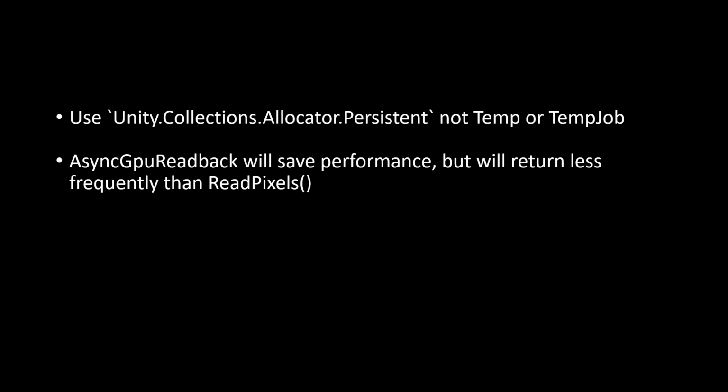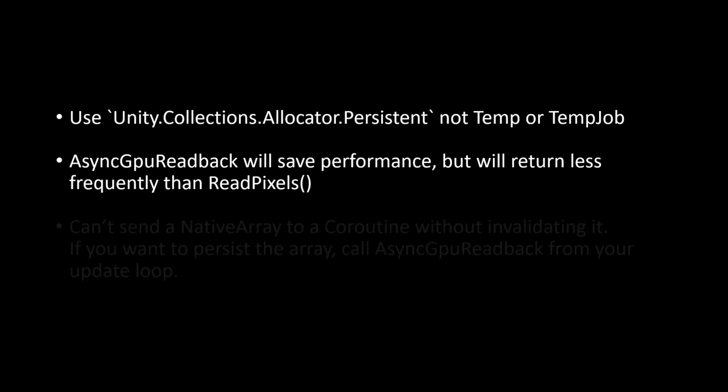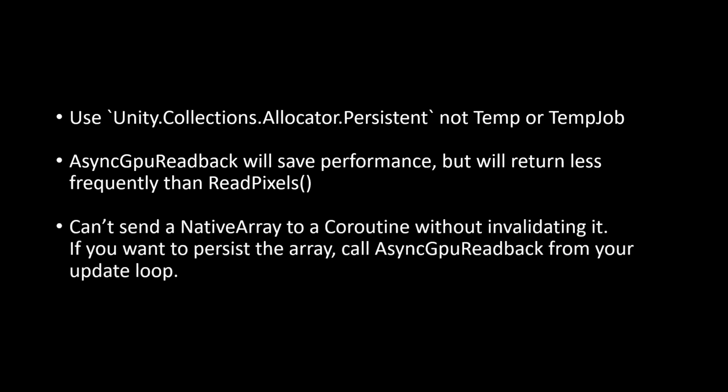AsyncGPU is definitely the way to go if you can afford to not get updates every frame. This becomes more apparent the larger the texture you're reading from is, and that's regardless of the number of pixels you're actually reading from that texture. I found no way to persist the native array between calls when using AsyncGPU within a coroutine. Fortunately, this doesn't actually have to be done in a coroutine. You can call AsyncGPUReadback functions within your normal update loop. You'll just have to track the result state yourself or use a callback function.